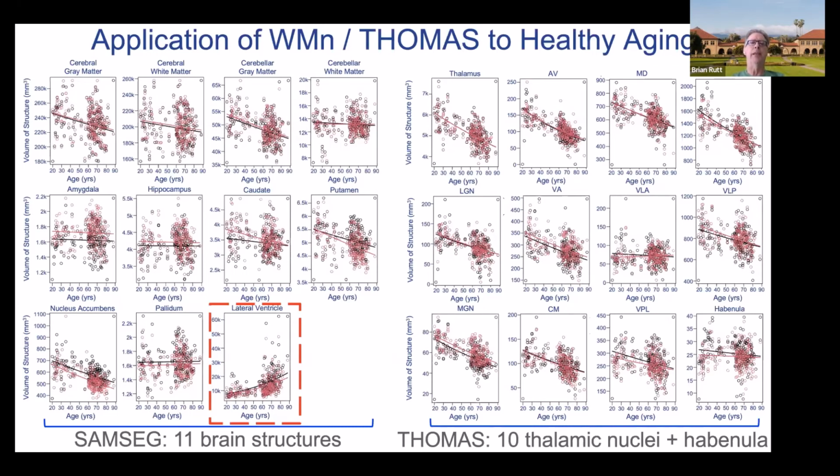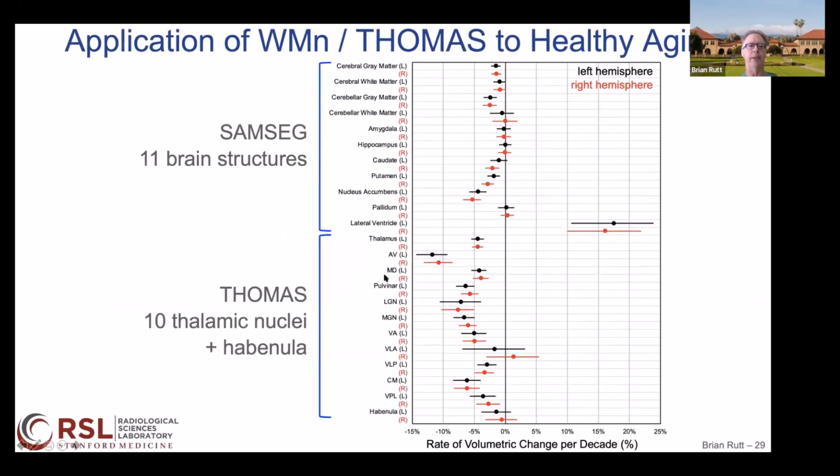But maybe especially interesting is the thalamus and the thalamic nuclei. And so their rates of atrophy are even higher than the rest of the brain. And it's interesting to look at the qualitative results, but what we did was extract the average atrophy rate as a percent change per decade out of these data, and plot it here. The rate of volumetric change per decade, in percent per decade, is shown here.